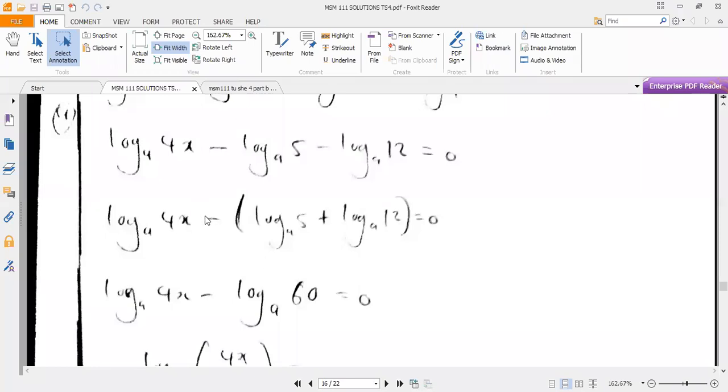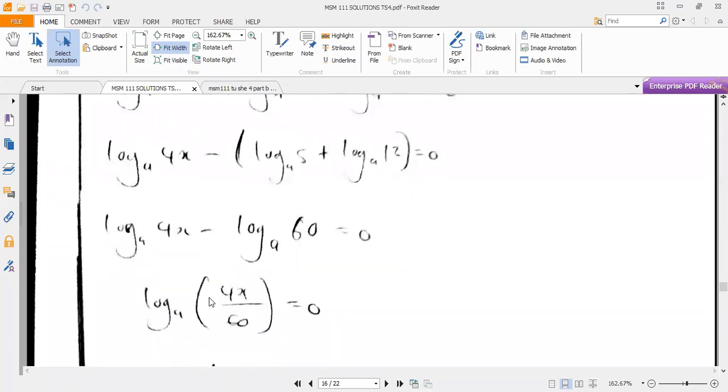So now we maintain the same guy. We have log base A of 4x minus log base A of 60 is equal to 0. Since we're subtracting here, we know the principle now. When we're subtracting, we divide the arguments. We're not multiplying. When we're adding logs of the same base, we simply multiply the arguments. When we're subtracting logs of the same base, A and A here, we simply divide the arguments. So it will be log base A of 4x over 60.